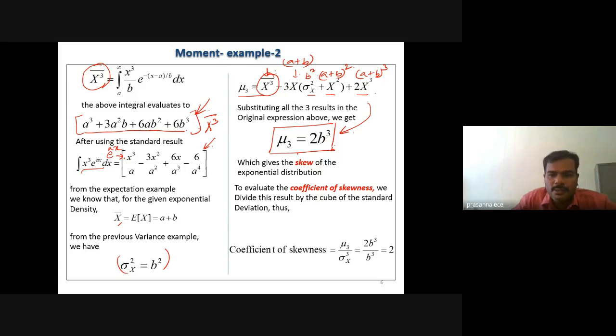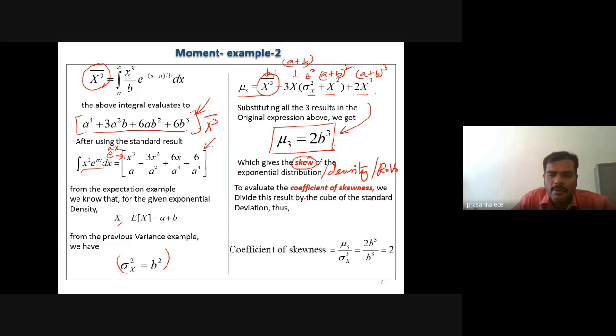So this is your skew. What is this value? This is the skew of the exponential distribution or density, or you can also say the exponential random variable. So this is the skew of an exponential random variable.